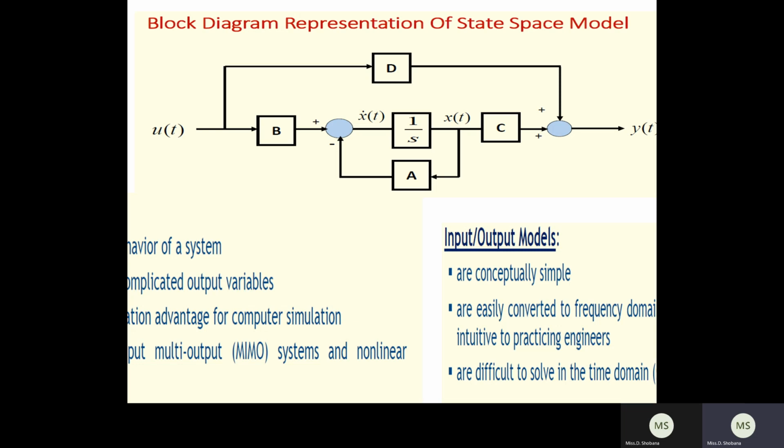And similarly C into x of t. So the combination of both, the combination means addition of these two, gives you the output. Okay, so first of all you should always draw the input and output. Input is u of t and output is y of t.